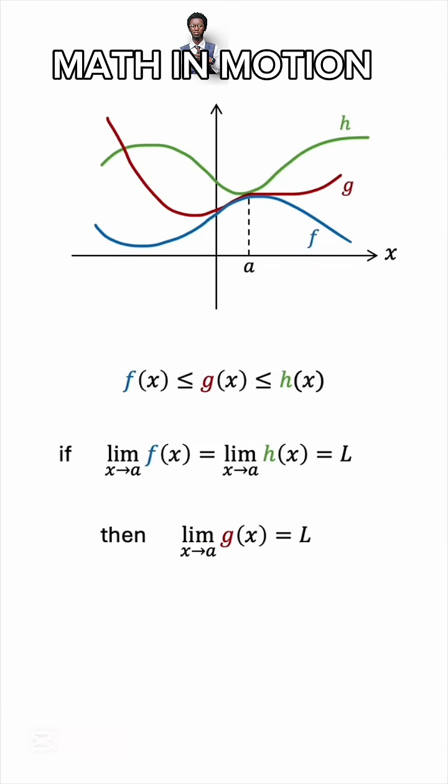And by the way, we only care about the small vicinity near a, the small neighborhood around a. So if g is above h, for example, somewhere else, that doesn't matter.